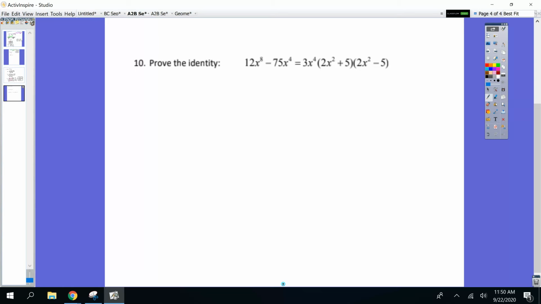Okay, prove the identity. Remember, this means I'm going to get the left to look like the right or the right to look like the left, whatever we choose. So we start again with the vertical line down the equal sign. And now you got to make a decision, and hopefully the right one at this point in the year. Which side do you want to work on? Since we've been factoring, what side probably makes sense to work on? Left side, yep. So let's work on the left side until we can get it to look like the right side. What's our 12x to the 8th minus 75x to the 4th?